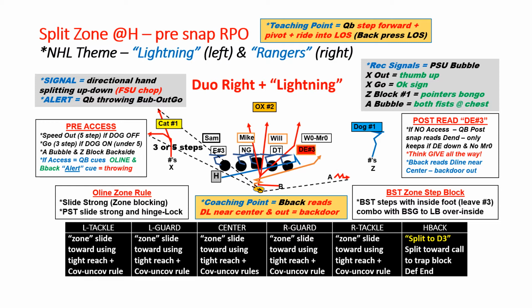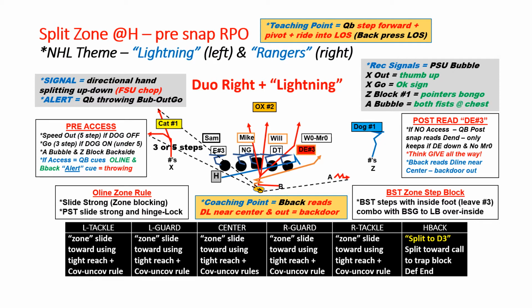Our theme is NHL, so we're going to go Lightning to the left, Rangers to the right. What we get here is the play is called towards the H, because the H is going to split across the formation after the snap and block that backside defensive end. The offensive line is all going to zone towards the call. So the example here is Lightning to the left.